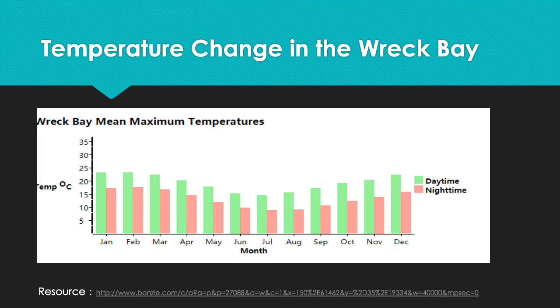Okay, let's move on to the temperature change in Wreck Bay. We can see the chart. Compared with the rest of Australia, the temperature, wind speed, rainfall, humidity, and cloudy days of Wreck Bay are higher than the average. The daytime temperature is lower than the average value. The number of sunny days is the average value in the summer.